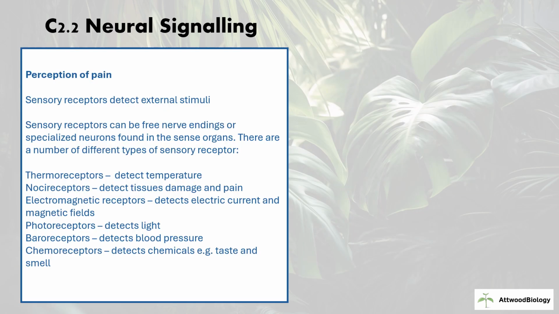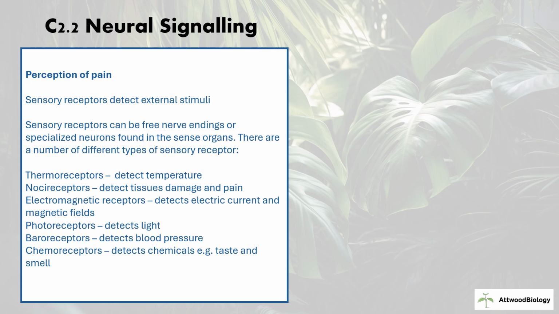Okay, finally, we've got the perception of pain. We need to know that sensory receptors detect external stimuli. You find sensory receptors in sense organs generally. You can see here that we've got thermoreceptors that can detect temperature. That's useful because obviously we don't want things to get too hot and burn us. We've got nociceptors that detect tissue damage and pain.